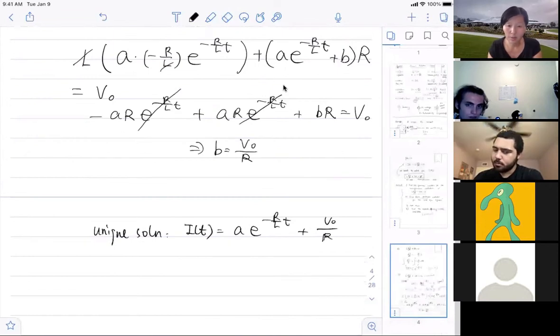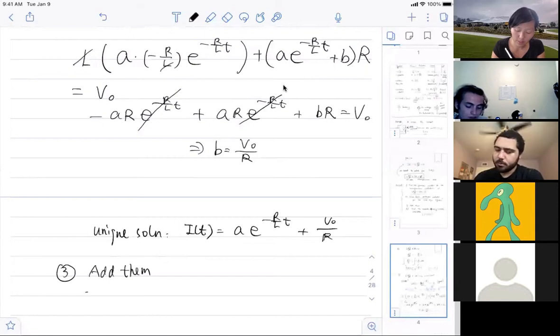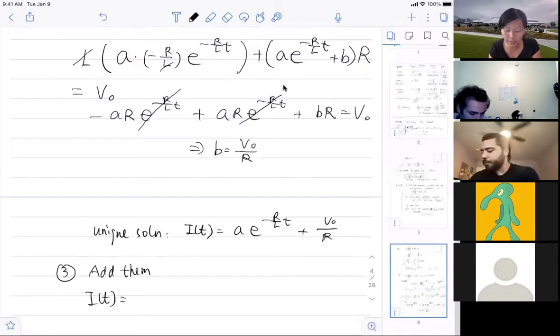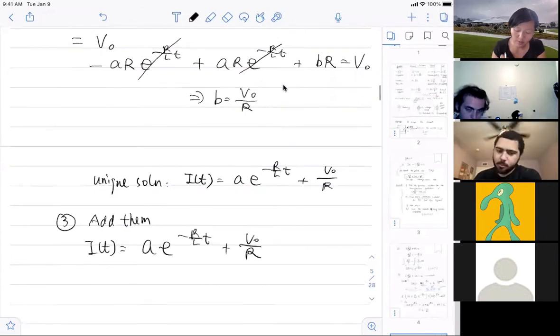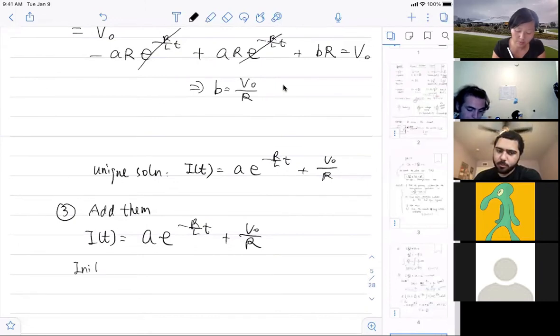Okay, so I'm almost done. The third, what is my third step? To add them. So I will go ahead and add these two together, but I still have a bunch of constants. I don't know what to do, right? So I need to figure out what these constants are by using initial conditions. So here comes figuring out what the initial conditions are.